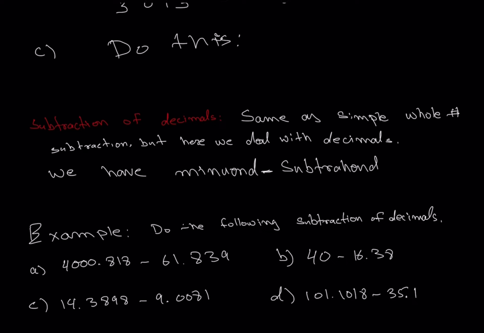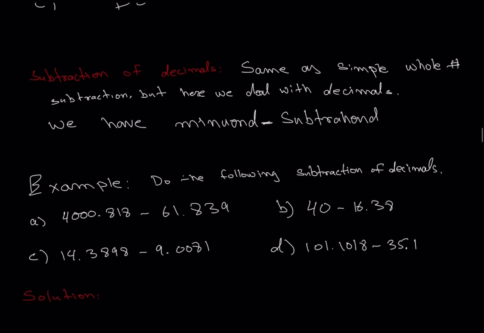okay, we're subtracting a bigger number from a smaller number. That will be a different case, but in this part of math, the bigger number should always be on top, that should be the minuend, and the subtrahend will be the smaller number. So let's do the following examples.